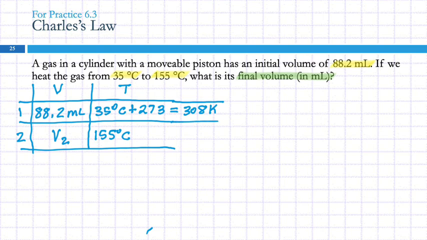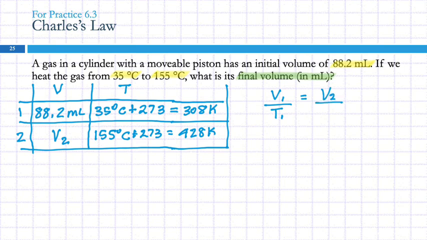Let's make my table longer. And 155 is 428 Kelvin. So I need an equation that relates volume and temperature. So that's Charles' law. V1 divided by T1 is equal to V2 divided by T2.